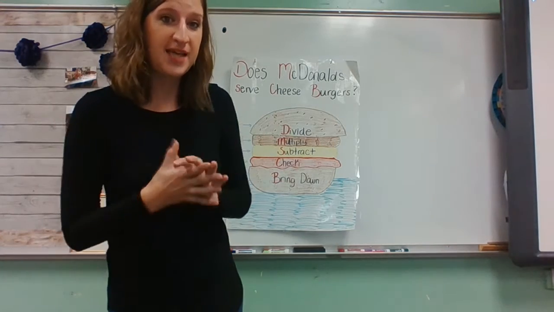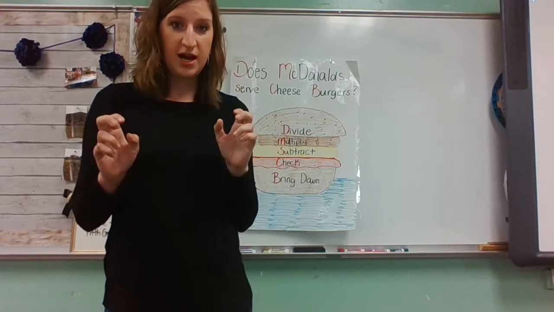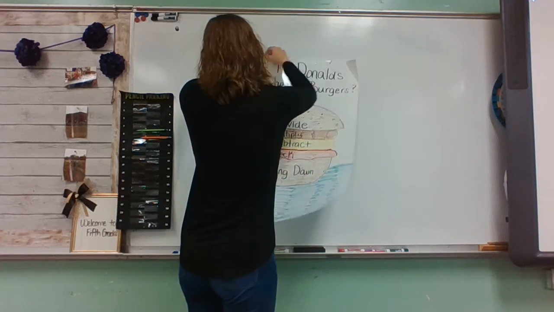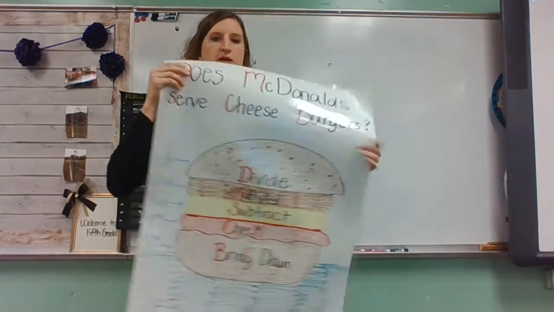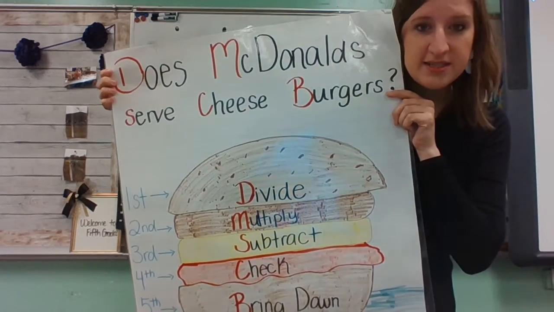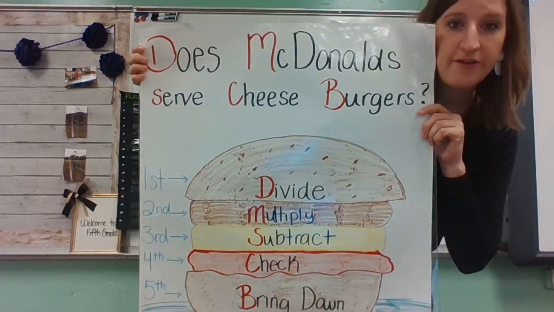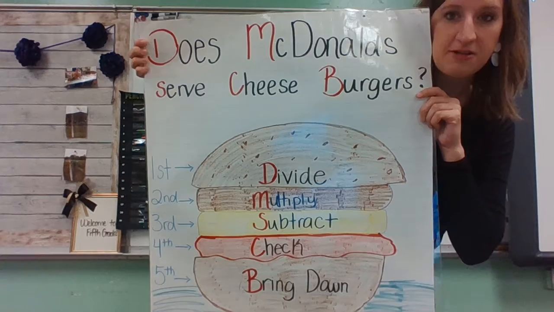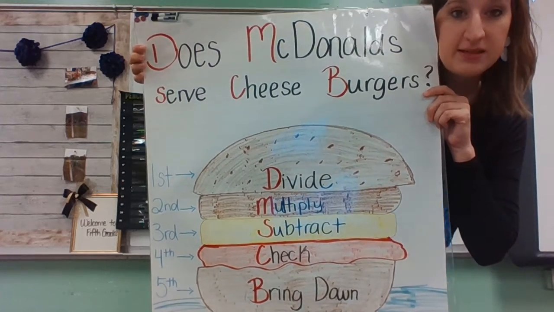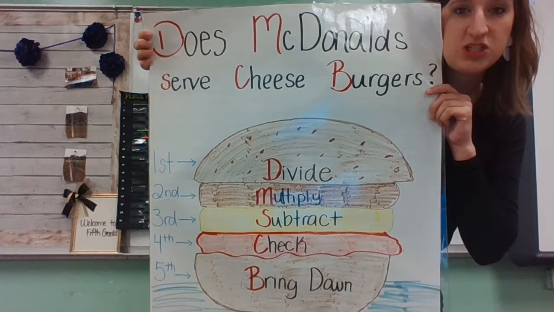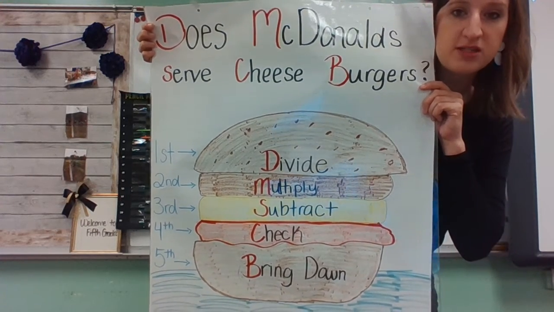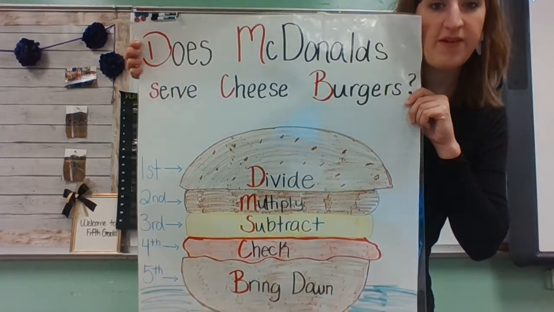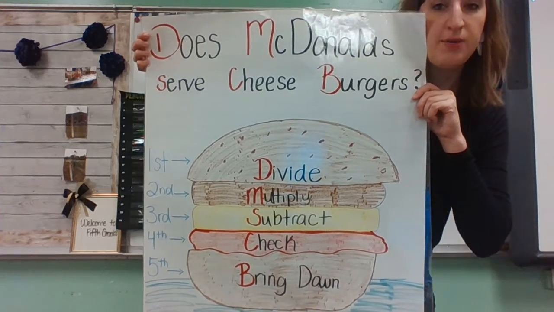So a little saying that might help you remember this process is, does McDonald's serve cheeseburgers? The D in does stands for divide. The first thing we do is divide. The second thing is multiply. The M in McDonald's stands for the multiply. The S in serve stands for subtract. The C in cheese stands for check. And the B in burgers stands for bring down. So does McDonald's serve cheeseburgers? Divide, multiply, subtract, check, bring down.